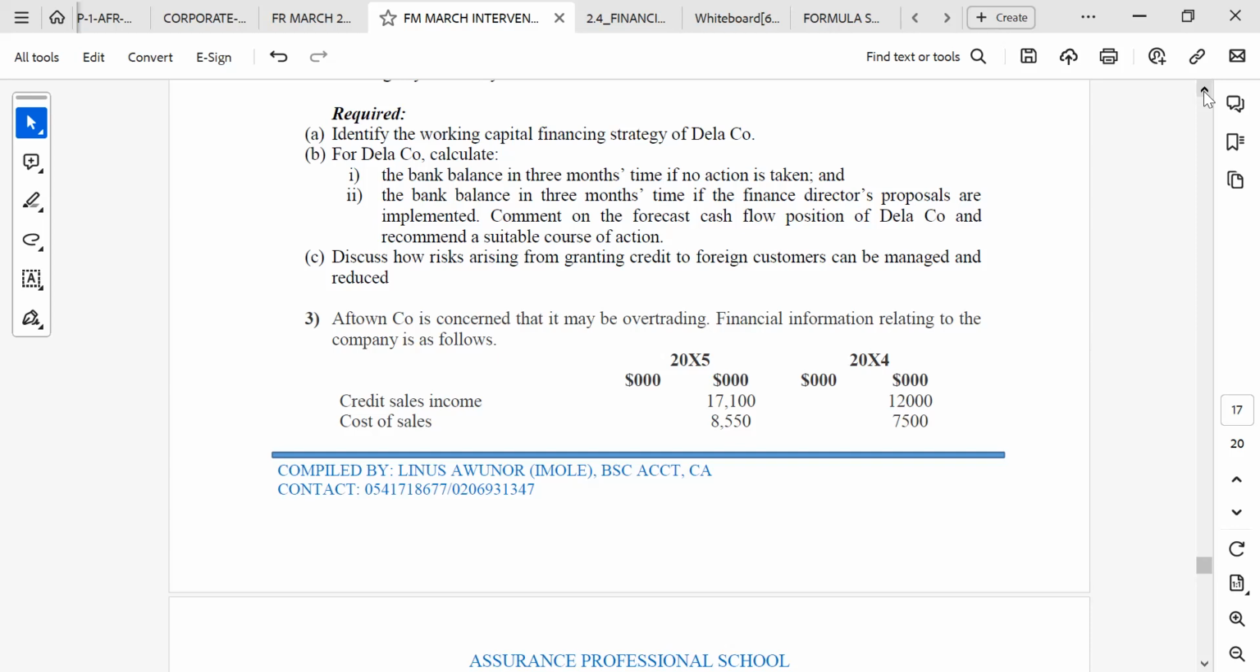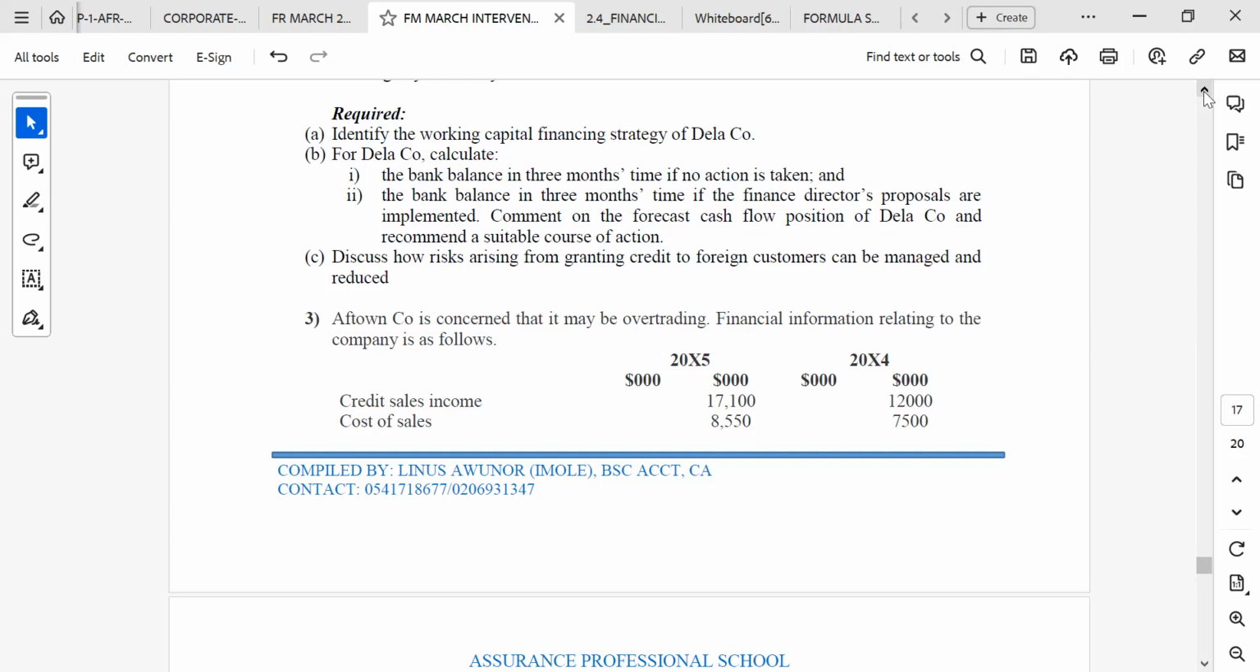Overtrading has to do with the investment that you have in the long-term capital. Does it merit the proportionate increase in the revenue? If yes, then we say that you are not overtrading. So we have overtrading and overcapitalization. Overcapitalization is the opposite of overtrading.